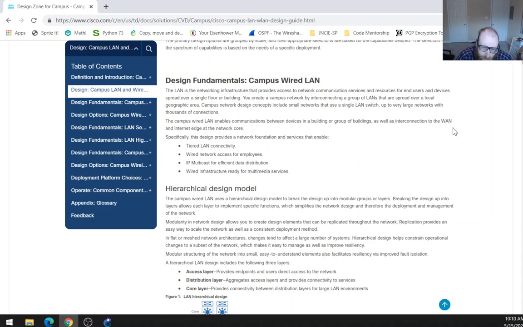Specifically, this design provides a network foundation and services that enable tiered LAN connectivity, wired network access for employees, IP multicast for efficient data distribution, wired infrastructure ready for multimedia services.